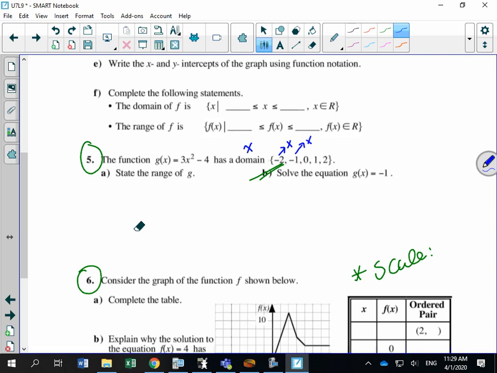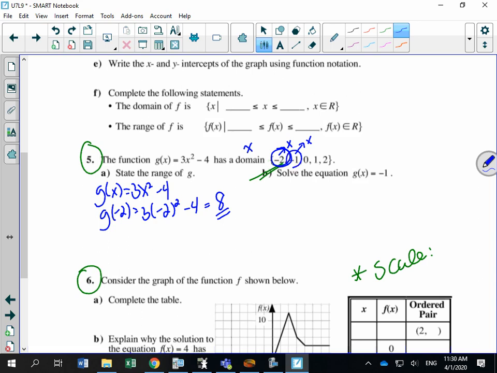So how you would do this is g of x is equal to 3x squared minus 4. G of, let's put in our first x value, -2. 3 times -2 squared minus 4. What is g of -2? So -2 squared is 4. 4 times 3 is 8. Nope, 4 times 3 is 12. And 12 minus 4 is 8. So if you plug in -2, you should get a y value of 8.